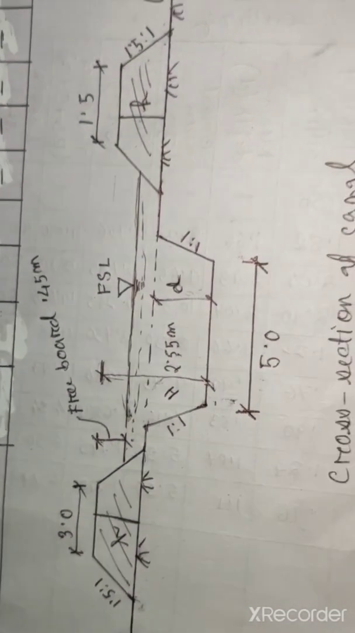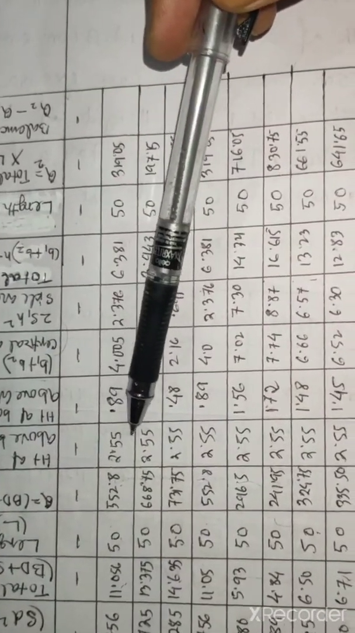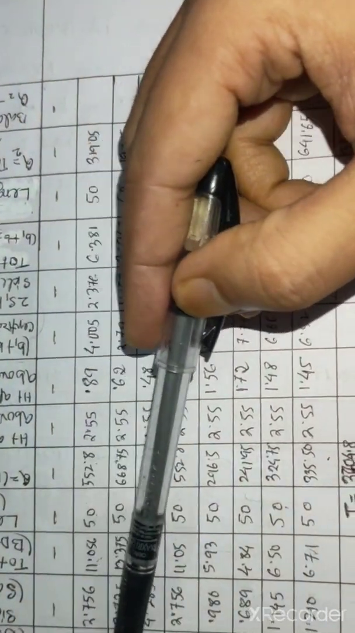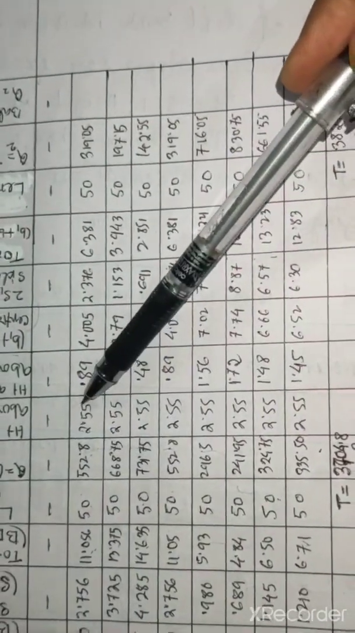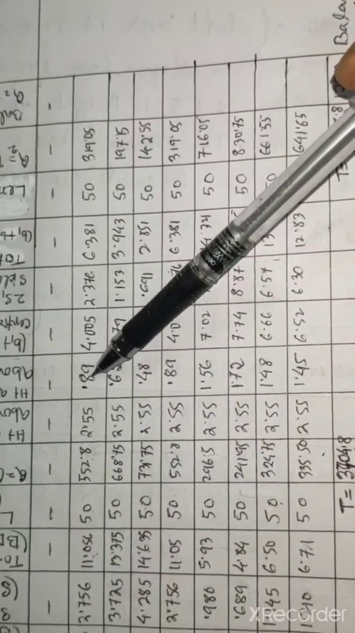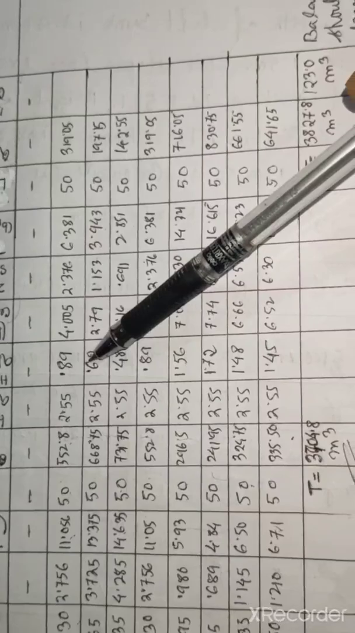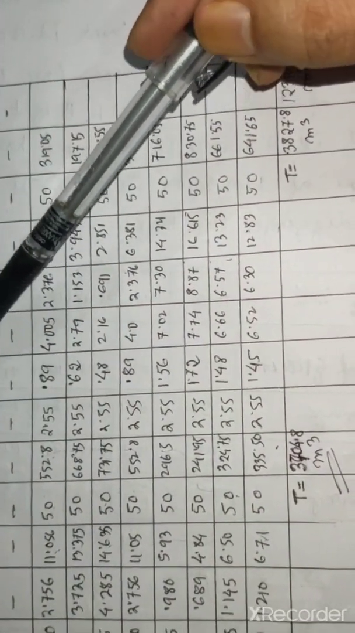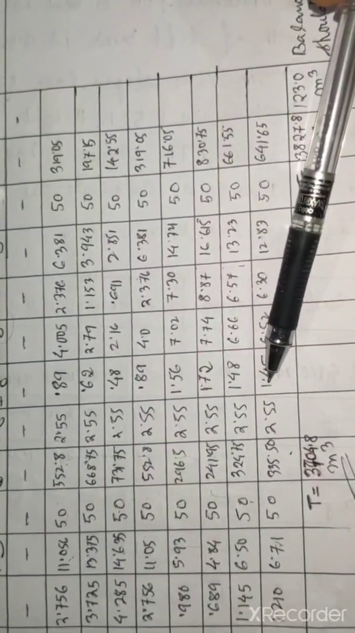So that's exactly what we are going to do. Capital H we know for each and every station, and D also we know for each and every station, we have already found out. So capital H minus D, 2.55 minus 1.6 is equal to this. 2.55 minus 1.93 is equal to this. Just like that, we will find out the value of small h, height of the bank above ground level for each and every station.